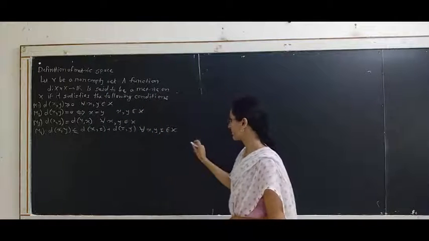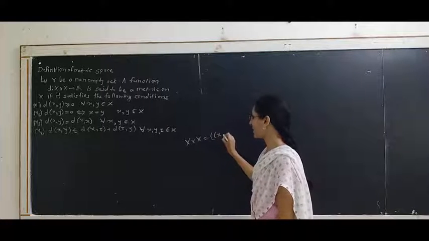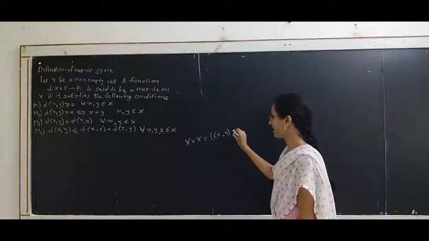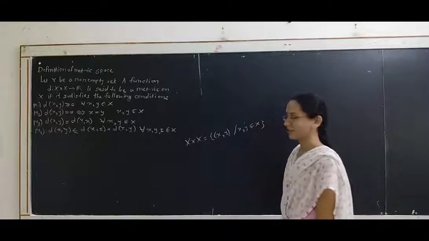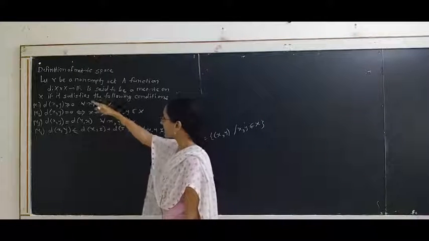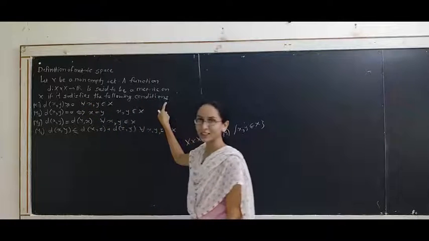X cross X is the set of all elements of the form of ordered pairs (x, y), where x and y belong to the set X, which is a non-empty set. That function D is said to be a metric on X if it satisfies the following conditions.